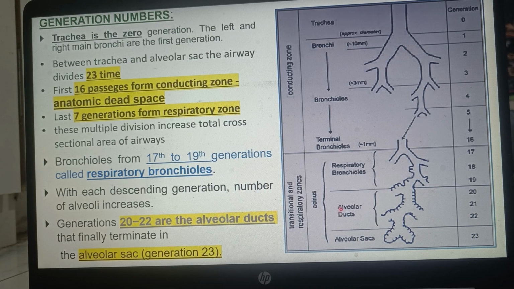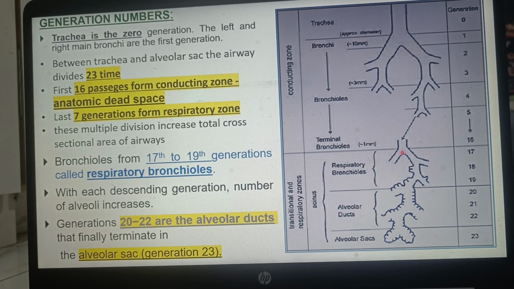Generation numbers are given to this tracheobronchial tree, starting from 0 up to 23. So the trachea is generation 0 and the alveoli are generation 23. Between the trachea and the alveolar sacs, the airway divides 23 times. The first 16 passages form the conducting zone. It is also called the anatomic dead space because there is no exchange of gases in these first 16 generations.